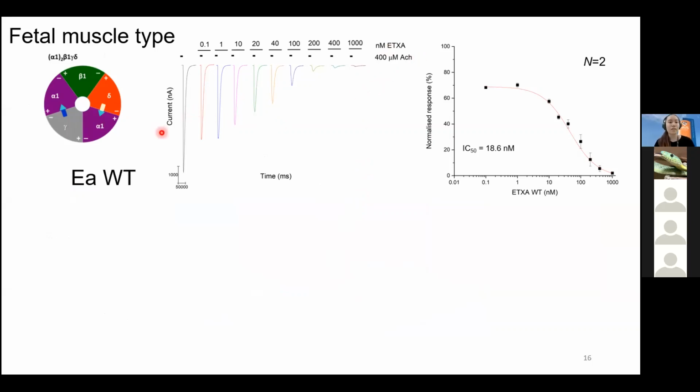So first, for the fetal muscle type expressed in the oocytes, these are the traces for the acetylcholine-induced currents. So on the left, we have the reference. So just acetylcholine that has been introduced, and then the following membrane depolarization. So in color, on the right, we have the antagonist inhibited currents, and we can see that the acetylcholine-induced currents are inhibited in a dose-dependent manner for the Aerobutoxin wild type.